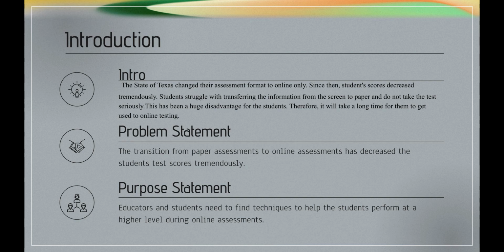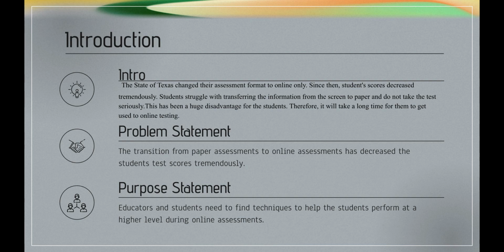Now, after COVID, after the CDC regulations were no longer so strictly in place, the state of Texas decided to just change the STAAR or their assessments to online. It was an easier delivery. They would get their results faster, and they were able to give the accommodations to the students that needed one.